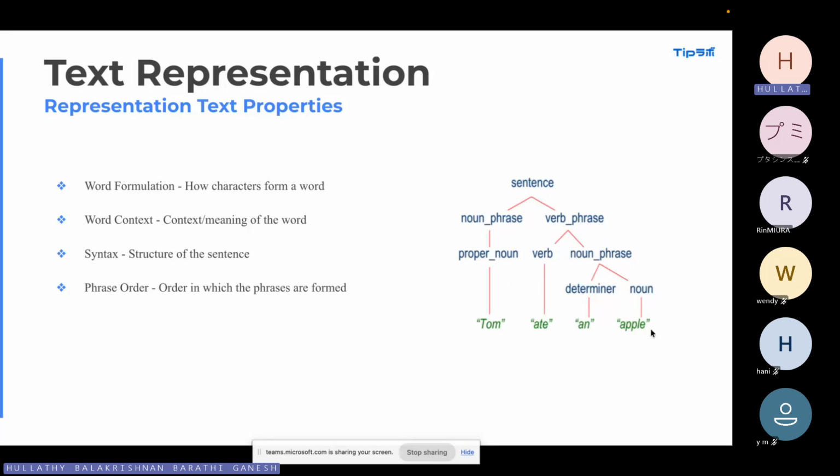So all this together, if any representation method includes all these properties, that will act as a good representation method. So we are going to see each representation method one by one, and we are just going to validate whether each representation method satisfies these properties. Okay.